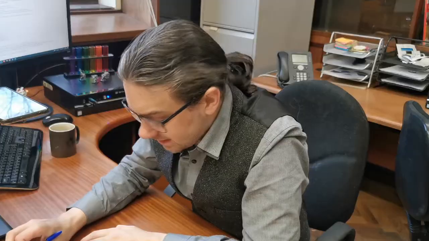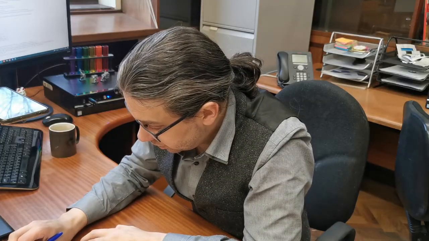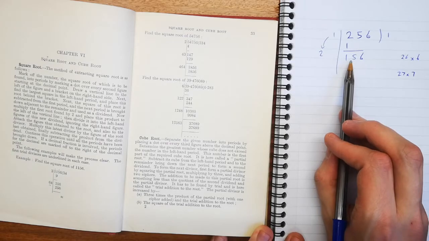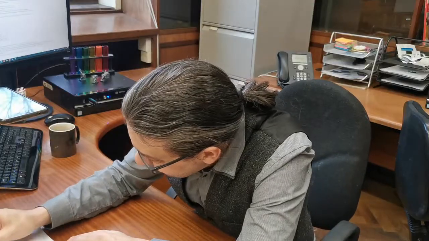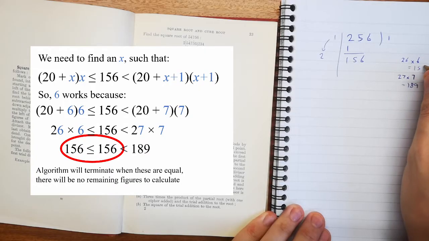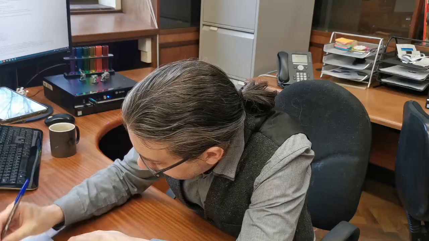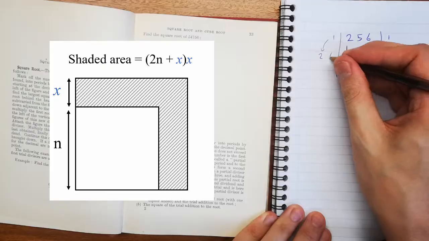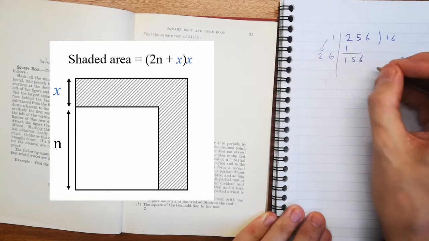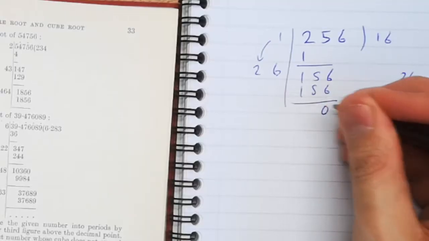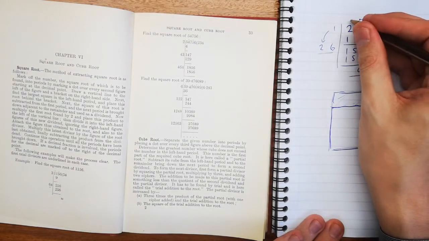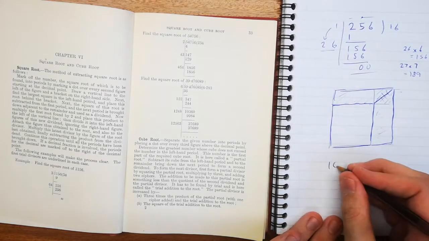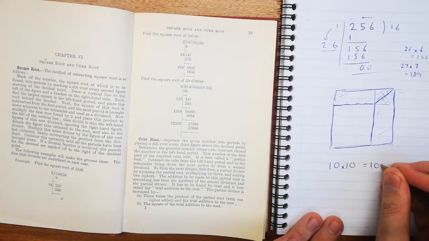Because if we guess the 7 in here, or we put 2 into 15 to get 7, we then multiply 27 by 7 to get 189. That is, 26 times 6 is 156, which rounds off perfectly. So we would put a 6 here, and then we do 26 times 6 to get 156. Algorithm terminates. The reason for marking these off as periods of groups of 2 is because 10 times 10 is 100.